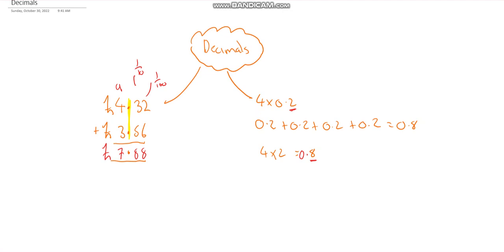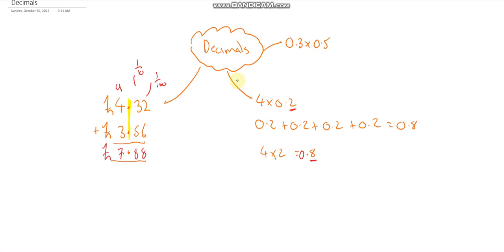Let's try another one, with 2 decimals this time. Say we do 0.3 times 0.5. And this is harder, isn't it? Because it's much harder to visualize 0.3 times 0.5. This one I can understand: I've got 4 sets of 0.2. But this time, wait a minute, I can't do this method. I definitely have to do a different method.